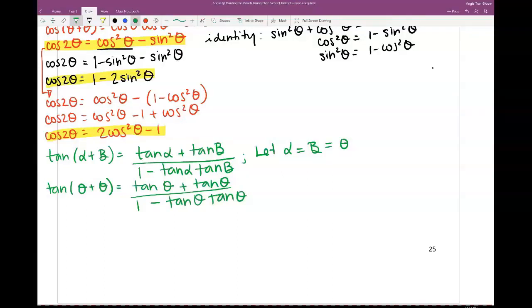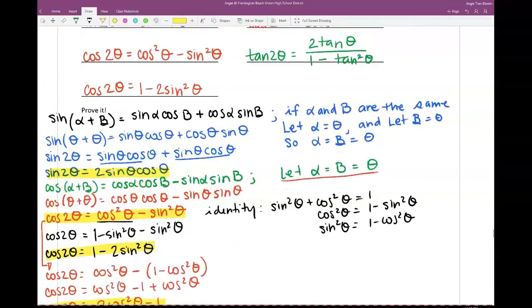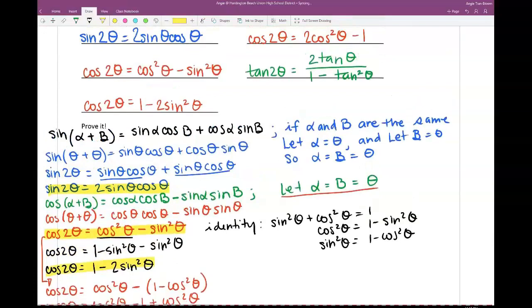Then from here, can you see what's going on? Why don't you simplify that for me? Do you see where tangent of 2 theta comes from? Tangent of theta plus tangent of theta is 2 tangent of theta. Would you agree? All over 1 minus tangent times tangent is tangent square of theta. So that's where they came up with this double angle for tangent. Okay, so that is how we came up with all of our double angle identities.